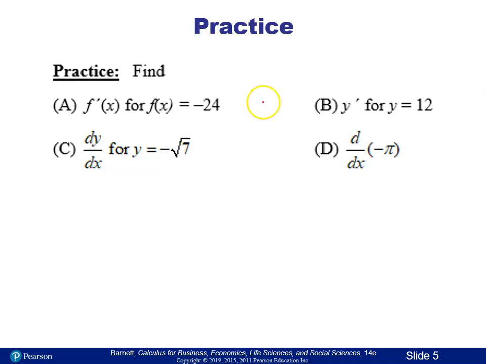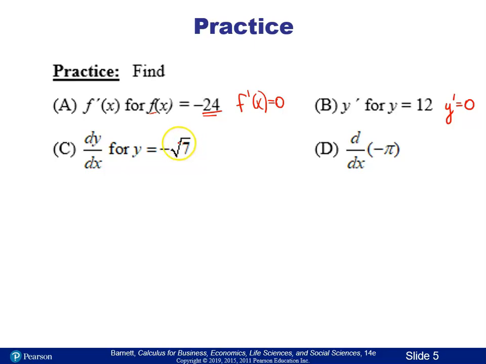Okay, so I got something for you to practice here, and there's not a lot of practicing to do. Basically, I just want you to see that this is a constant, so its derivative is 0. So kind of keep the same notation that it starts you with. So if it's starting with f of x, then you want to write f prime of x. Here, y is equal to 12. So the derivative of that, because it's a constant, is going to be 0.